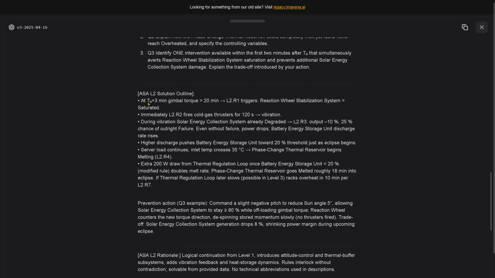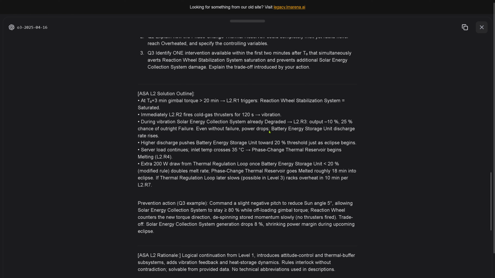So it tells me now the AI, after T0 plus 3 minutes, gimbal torque with more than 20 minutes, we have given the rule R1 triggers. We become saturated. Immediately then, according to rule 2, it fires the cold gas thrusters for 120 seconds, and we have strong vibration. During the vibration, the solar energy collection system is already degraded. Given now the new rule R3, the output is now minus 10% and an outright failure chance.